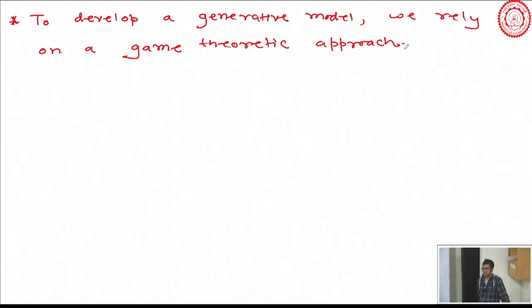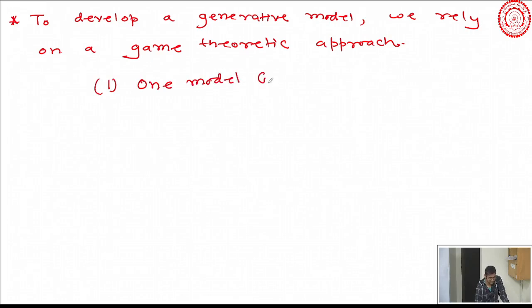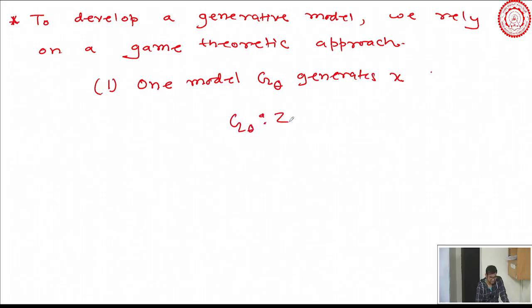To train this model, we rely on a game theoretic approach, where the idea is that one model, which is a generative model, we call it G theta, generates X. So basically, G theta is there, it will take Z and transform it to X, and not only that, this X is now from P of theta of X.